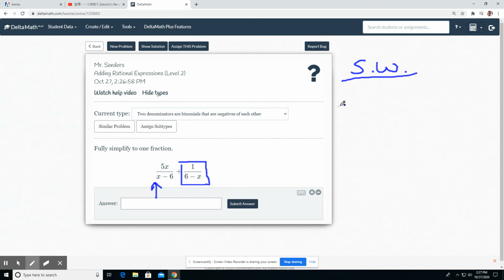All right. So the side work is trying to get 6 minus x into a different form. Notice 6 is positive, x is negative. So I'm trying to give you an easier way of looking at it. If you look at this one, x is positive, 6 is negative. So they are exactly opposites of each other. So if I pull out a negative sign from here, that changes every sign inside of here. So the 6 becomes a negative 6. The x becomes a positive x.